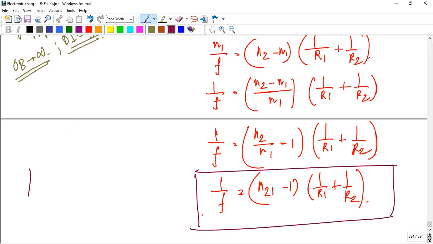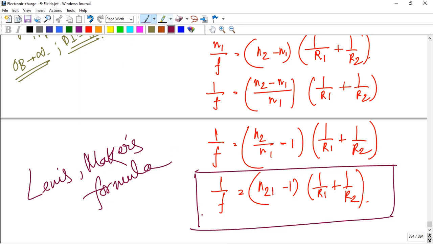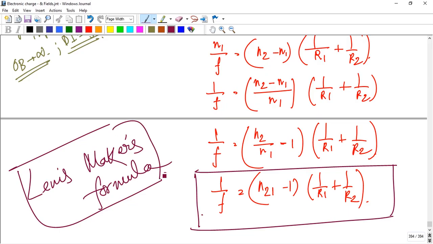That's very important, the lens maker formula. Okay, that's a very important lens maker formula. And this is valid for both concave and convex lens, both are valid.